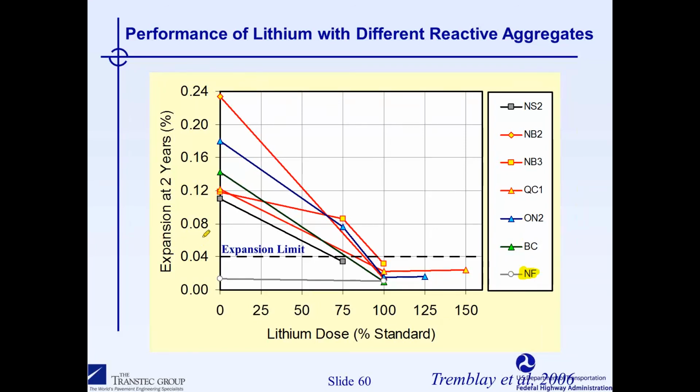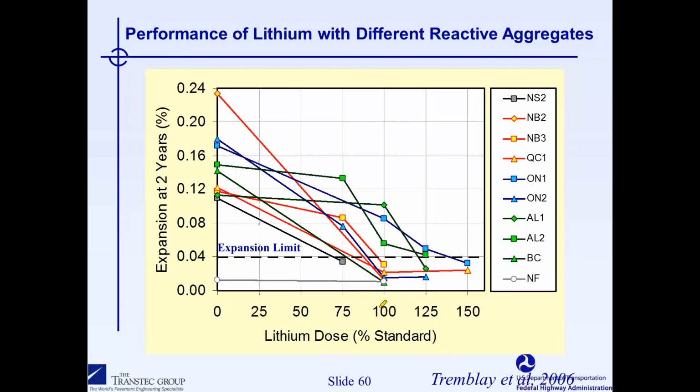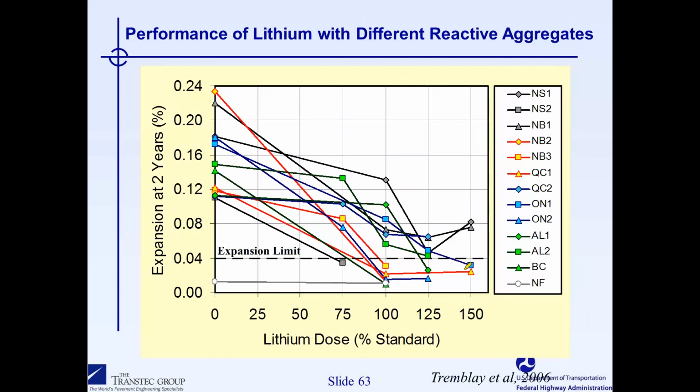I'm going to start off with 6 aggregates. This shows the expansion of these 6 aggregates here, plotted against the lithium dose. And this 100% value here of the standard dose represents a situation where the molar ratio is 0.74 lithium to sodium plus potassium. So with 6 aggregates, we actually found that we really were able to control expansion very, very effectively. 3 of our 12 aggregates, though, actually required significantly more lithium, in some cases up to 50% more lithium.